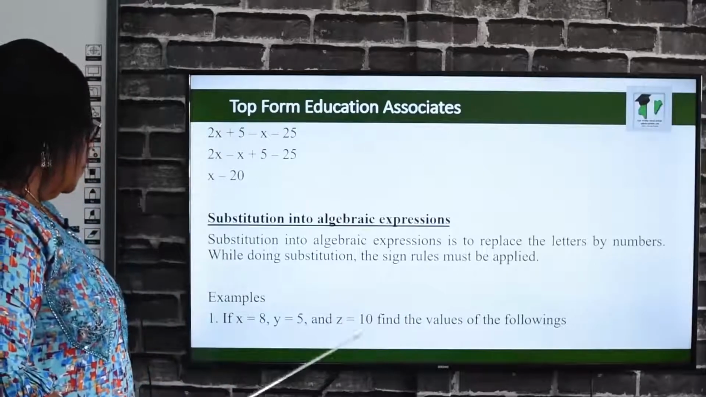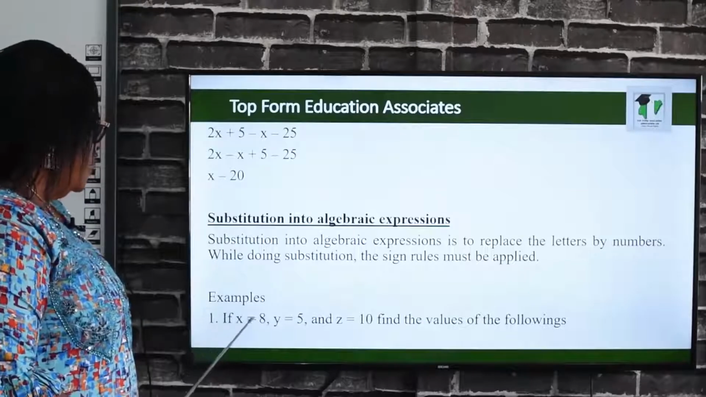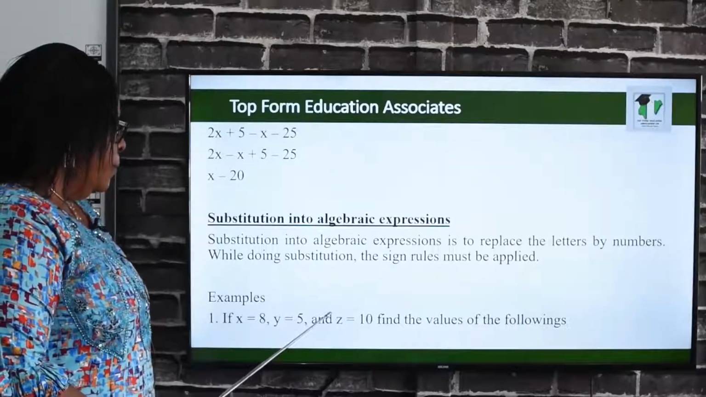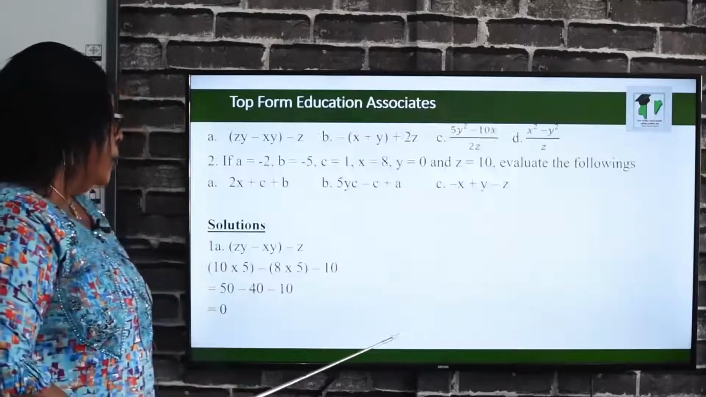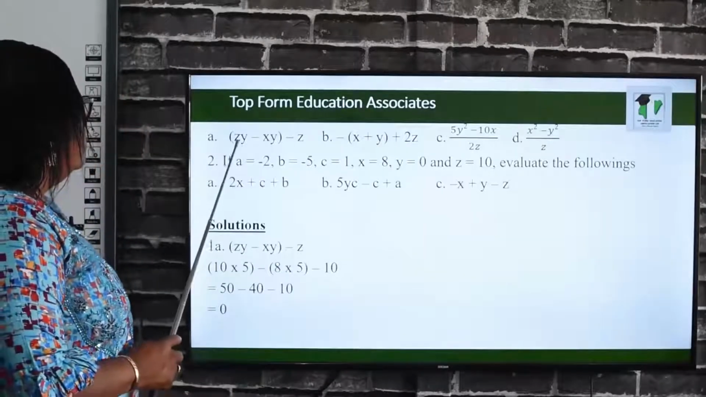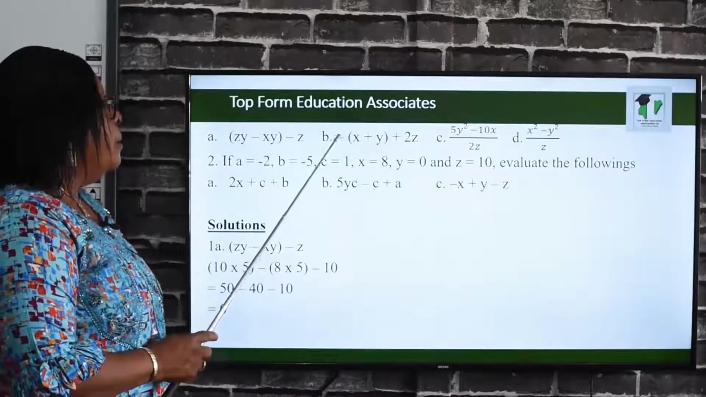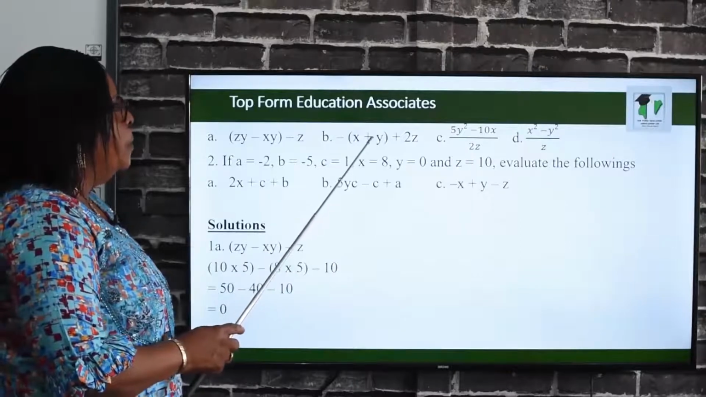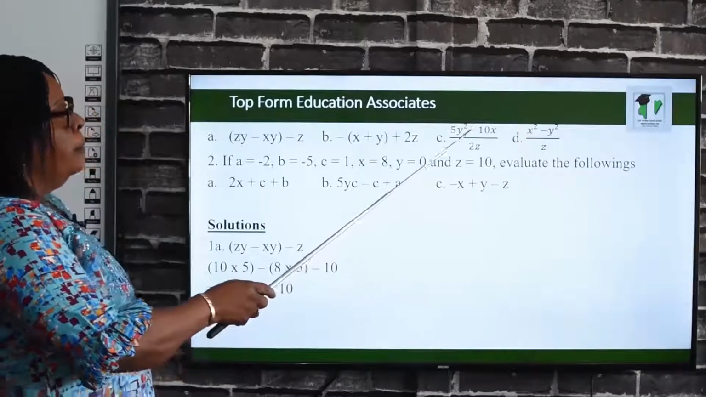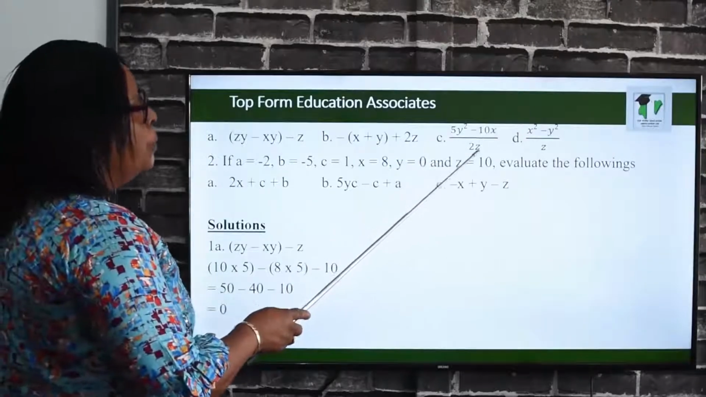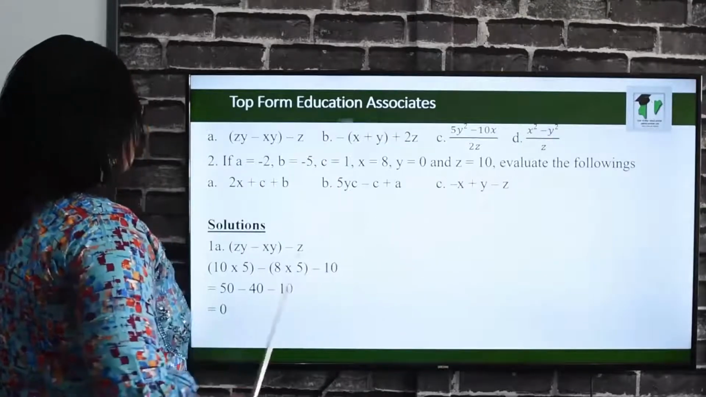Let's look at examples. Example 1. If x is 8, y equals 5, and z equals 10, find the values of the following. A, zy minus (xy minus z). B, minus (x plus y) plus 2z. C, 5y squared minus 10x over 2z. D, x squared minus y squared over z.